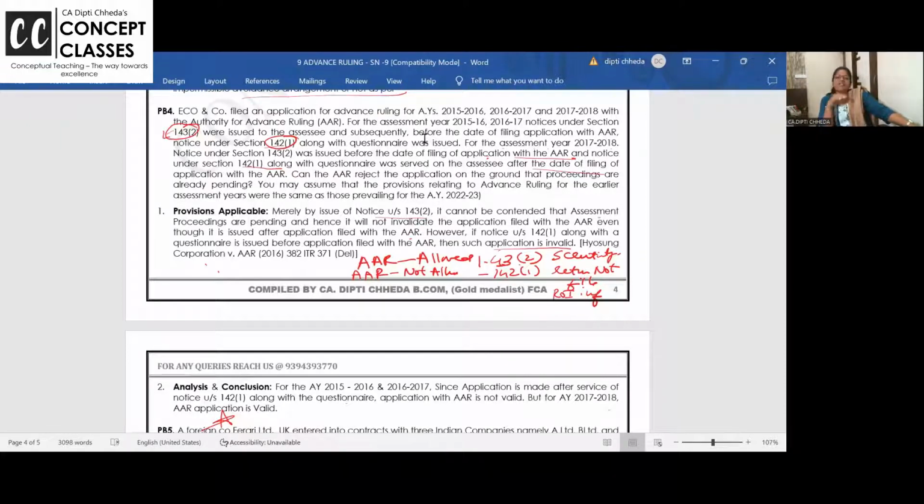In the mock tests that they publish, it has also been given once, and once it is asked in the exam also.